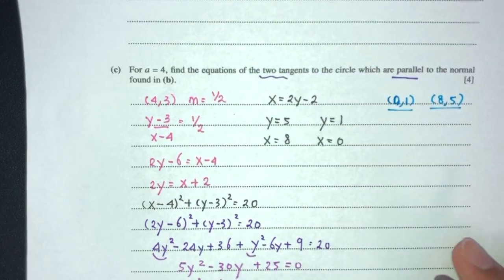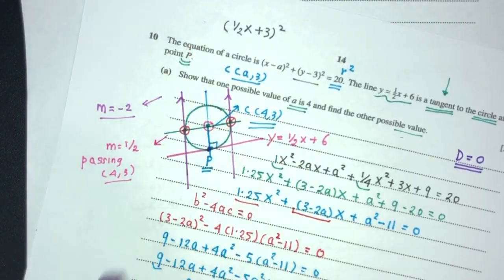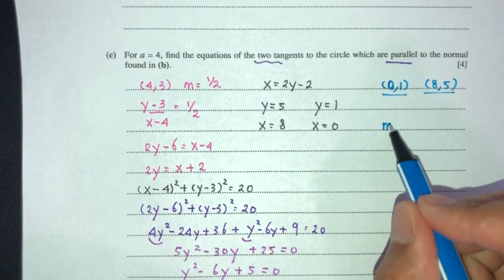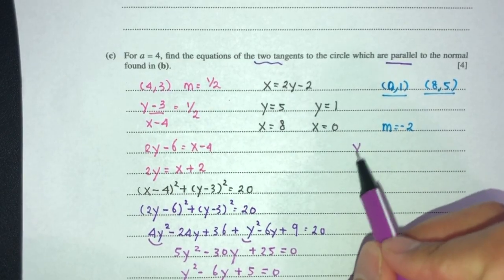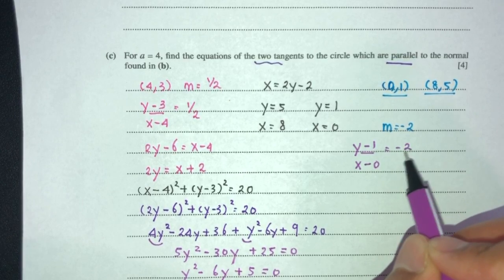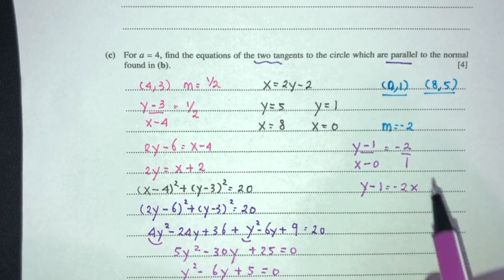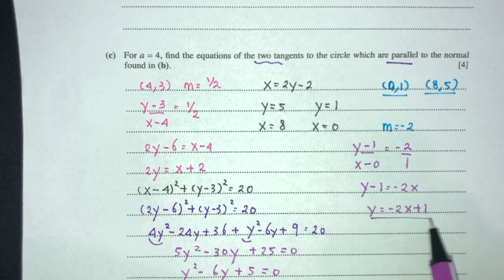So for the first one, again, they have the same gradient because they're in the same direction as the normal, right? So we understand that the gradient here has to be minus 2 for both. Therefore, y minus 1 over x minus 0 has to be minus 2. That's for the first one. So cross multiply, you will have minus 2x over here. So y is equal to minus 2x plus 1. That's the first one. Continue.